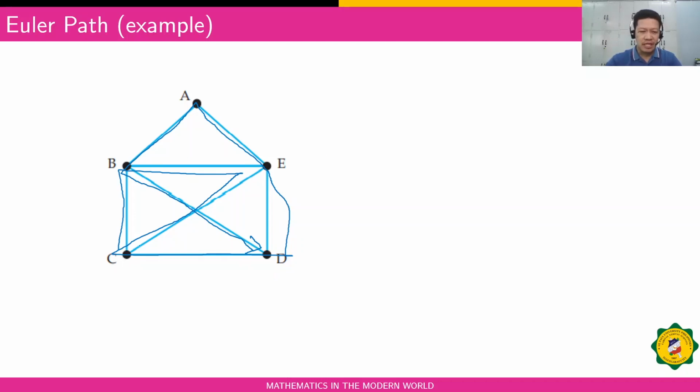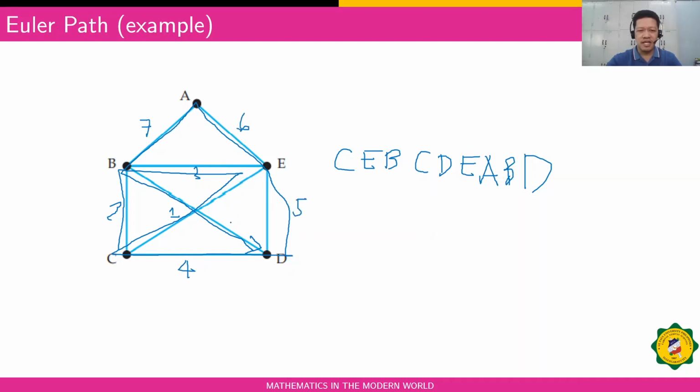If we name that path, we actually start with C, then we proceed to E, then we go to B, then we go back to C, and then we have D, then E, then we have A, we have B, and we have E. We can number the lines. So we have 1 here, we have 2, 3, 4, 5, 6, 7, and the last one 8. So that is an Euler path of the given graph.